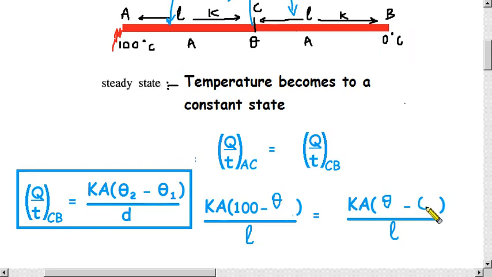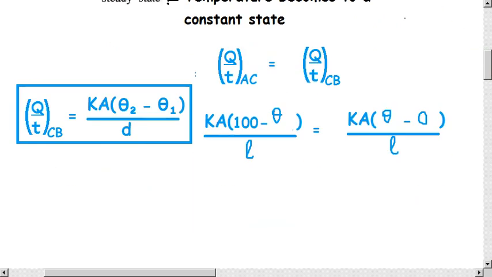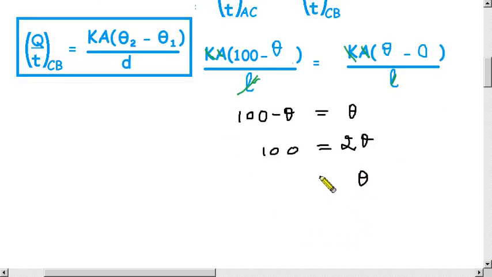Now we have to simplify this. Let us cancel whatever is possible. L cancels, K cancels, A cancels, everything other than 100 and theta. So 100 minus theta equals here only theta, since theta minus 0 is theta. When we take this one here, we get 2 theta. 2 times theta equals 100. So then theta equals how much? 50, 100 divided by 2.